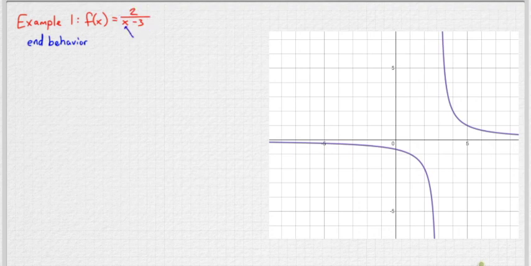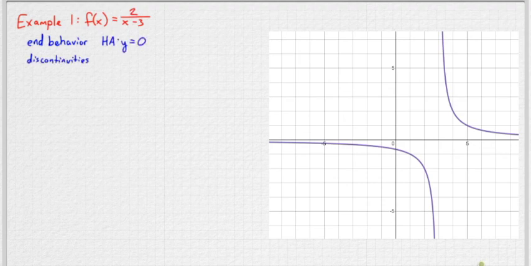If I plug in like a million, I'm going to have a million minus 3, which is really close to basically just being a million. And then if I have 2 divided by basically a million, that's really close to 0. And if I plugged in like 100 billion, that would be even closer to 0. So the bigger the x value gets, the smaller this whole thing gets. The value of the function gets really close to 0. So I'm going to say it has a horizontal asymptote of y equals 0.